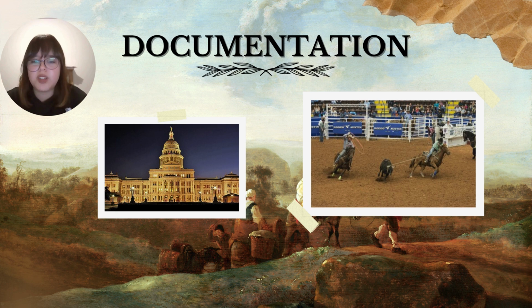We have the documentation, and it just sent only two images. The first one is the Texas Capitol, and the other one is an image of a rodeo. And it's cowboys with a ball and something like that.